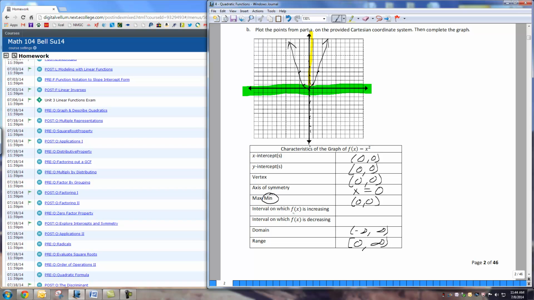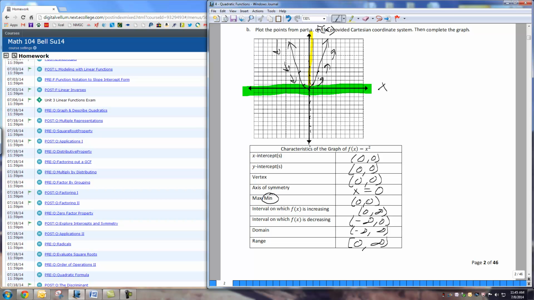Now let's look at the intervals on which f of x is increasing. Remember, this is our x and this is our f of x. The interval on which our f of x values are increasing is over here, because on the left side of the axis of symmetry, our f of x values are actually getting smaller. So our interval on which it increases is from 0 to infinity, which is this section over here. Notice over here, f of x is increasing. And then it decreases from -infinity to 0. So it decreases on this side.